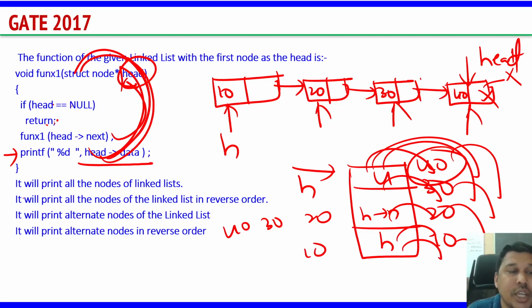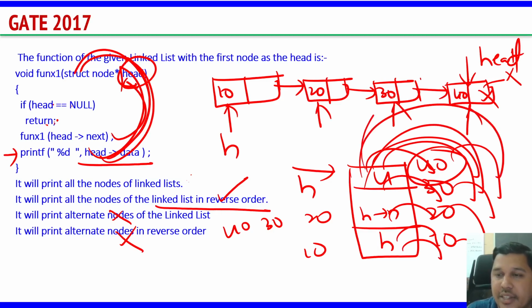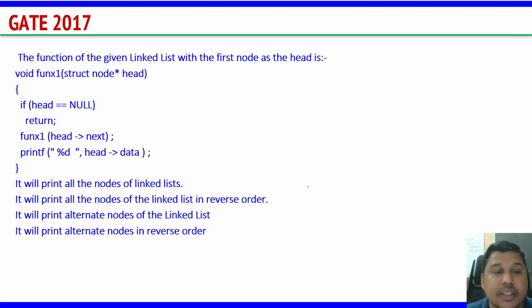So from this discussion, if you see, it will print all the nodes of the linked list. Yes, it is printing, but it will print all the nodes of the linked list in reverse order, right. It will not print alternate nodes, nor alternate nodes in reverse. So the answer is it will print the linked list elements in reverse order, because recursion uses stack. For every function call, the output will be stored inside the stack, and once the recursion is over, it will keep removing the elements from the bucket like this, one after the other. Okay. So for this the answer is it will print the nodes of the linked list in reverse order.